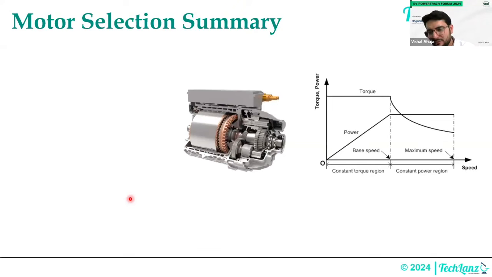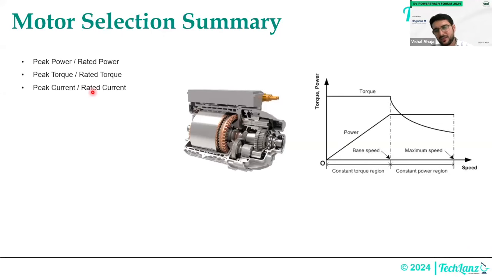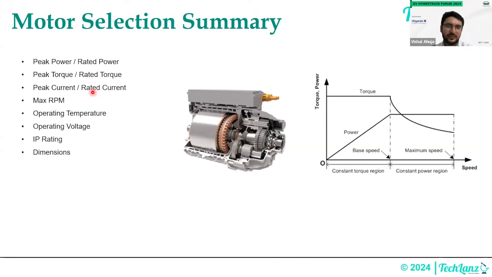Let's summarize what we have learned based on the previous discussion. Based on your system sizing exercises, you could decide the peak power, peak torque, rated torque, peak current, and current based on the voltage selection also. We could decide based on the max RPM also, based on the gear ratio and the maximum speed of the vehicle which you're targeting. What's my operating temperature, which is an input point for you, right? My operating voltages. The IP rating is also very important. Are you going with IP67, IP68, IP65, right?